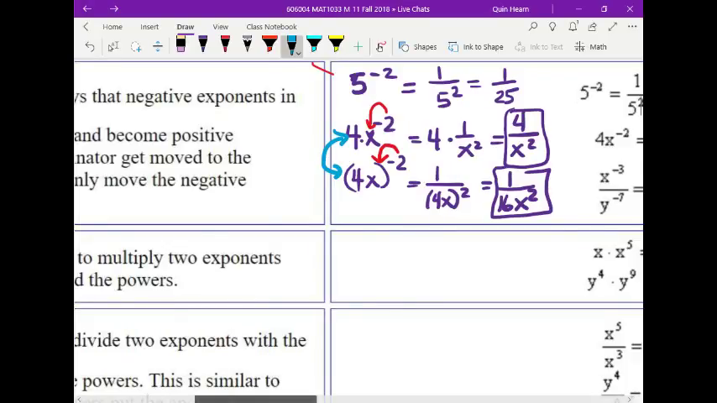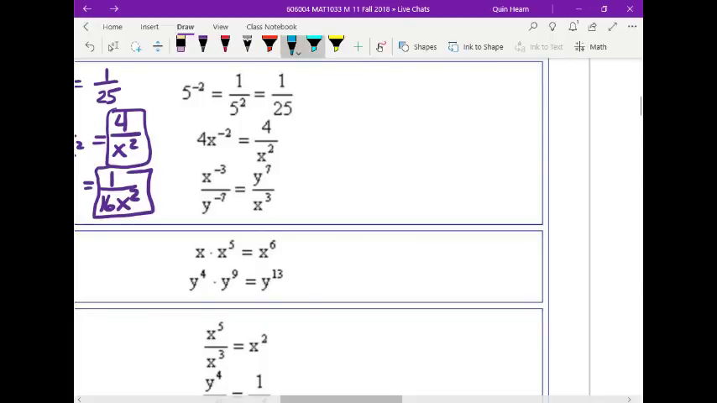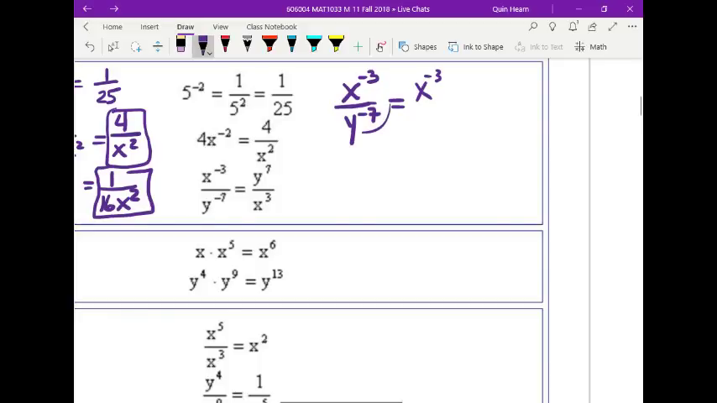Okay, let's look at another one here. We have x to the negative third over y to the negative 7. You could go one step at a time, and say, okay, I'm going to leave my x to the negative third there, bring this y to the negative 7th up top and make that positive, and then bring the x down. But you don't have to do that. You can just switch them. When you see they both have negatives, you can just flip it over and make the exponents positive.